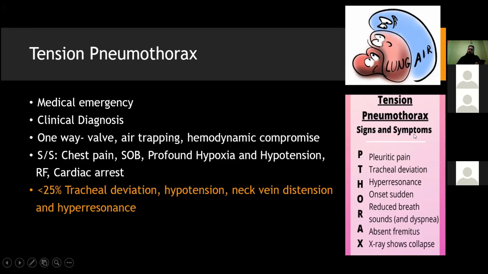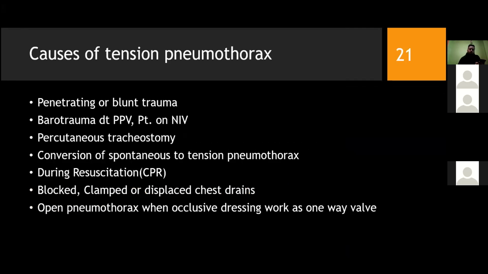This is the signs and symptoms. This is the mnemonic showing the signs and symptoms. P-thorax: P for pleuritic pain, T for tracheal deviation, S for hyperresonance, O for onset sudden, R for reduced breath sound and dyspnea, A for absent fremitus, and X for X-ray shows collapse of the ipsilateral lung.